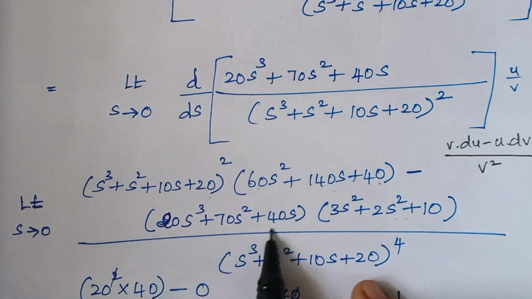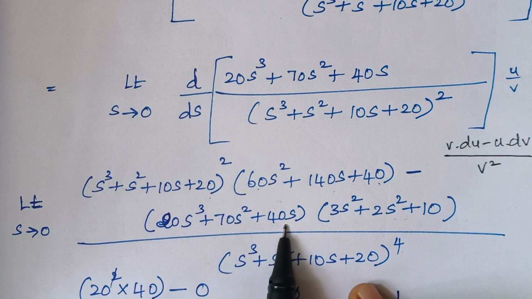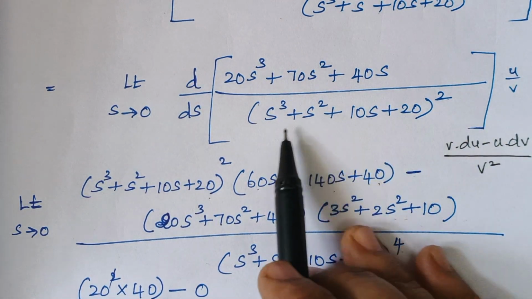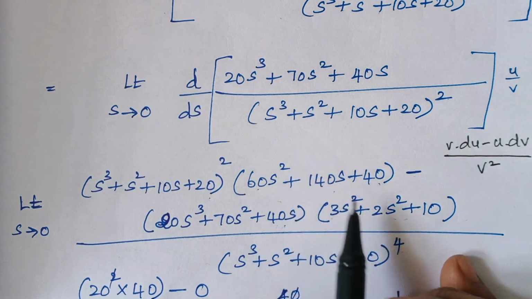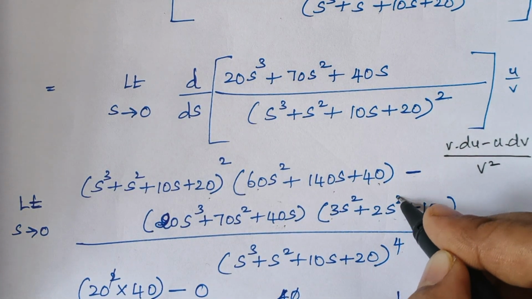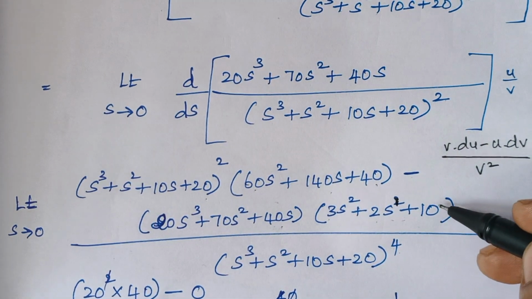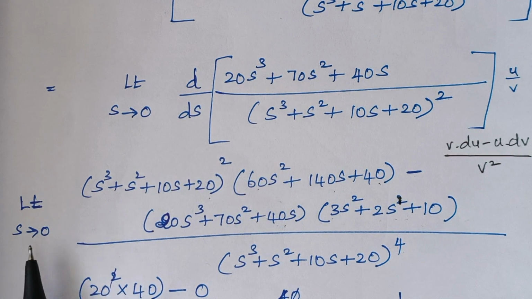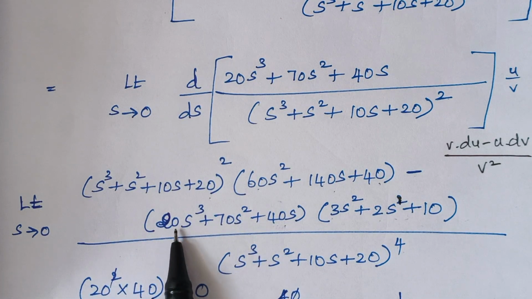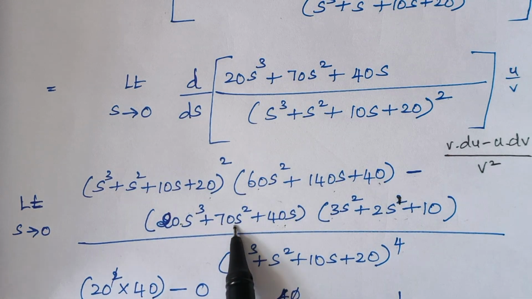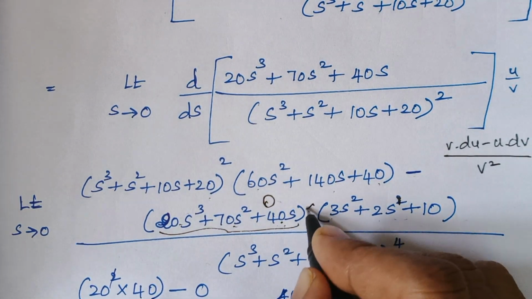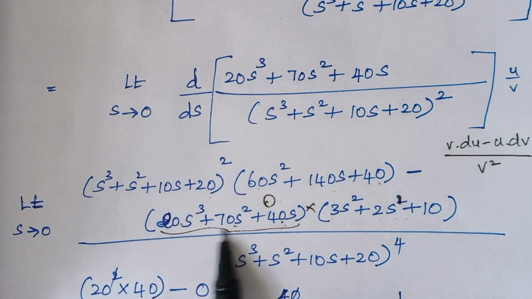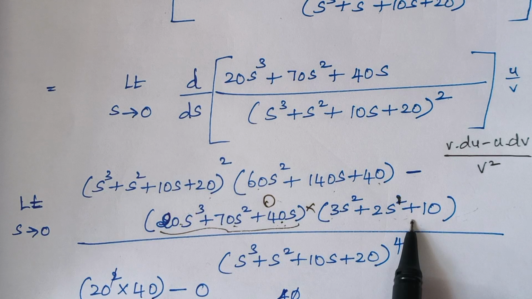So here just substitute the values and again we have to differentiate the v. So when you differentiate this expression, this s cube becomes 3s square and this s square becomes 2s, right, 2s, and this 10s becomes 10 here. Now I am going to substitute the value of s tends to 0 here. So when you substitute the value of s as 0, you see this term has s, so this becomes 0, this becomes 0 and this becomes 0. So this entire term reduces to 0. So 0 multiplied by anything becomes 0.